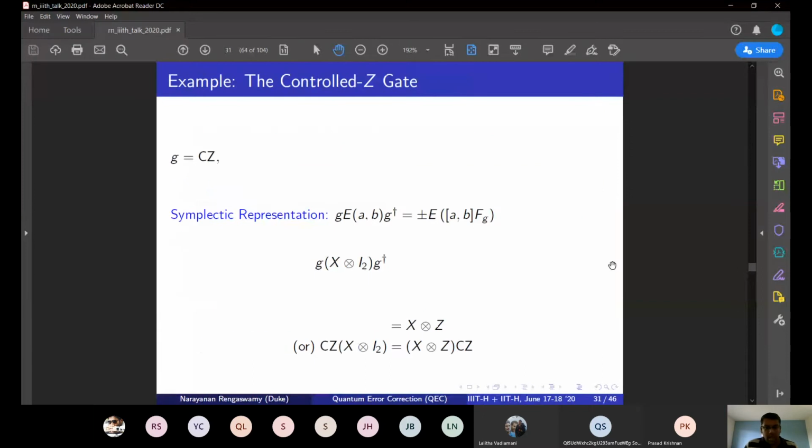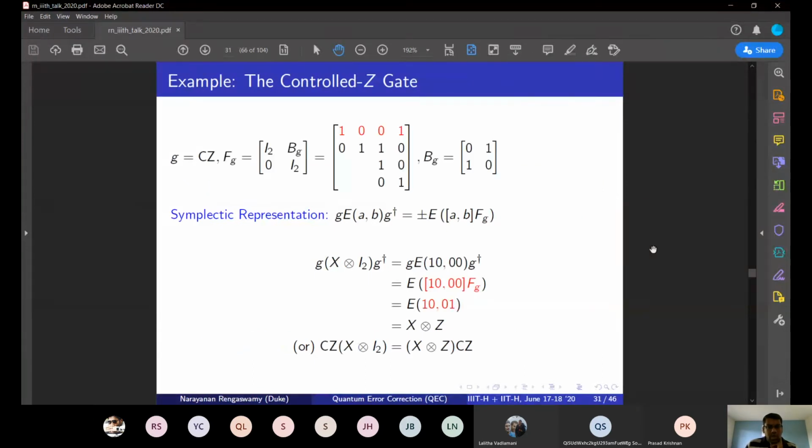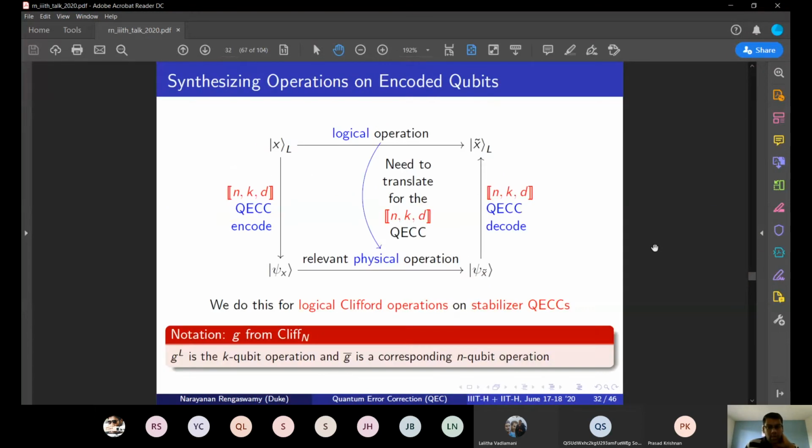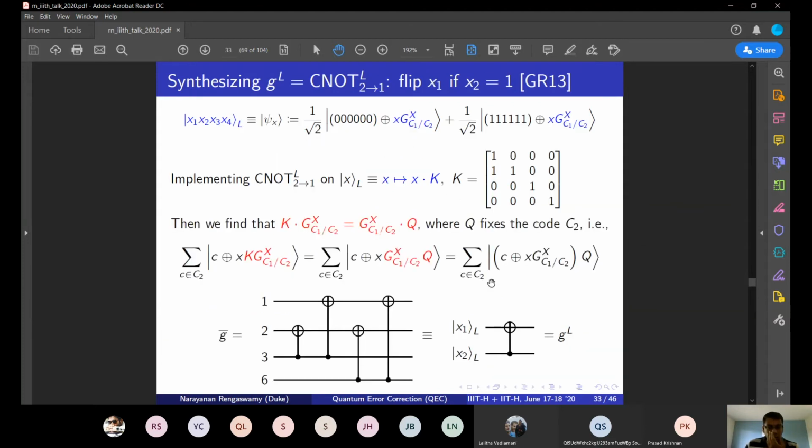Okay. Again, I'm going to skip this slide because I'm not going to concentrate too much on Cliffords. Once you define Cliffords, you can also define logical Cliffords, meaning you have logical qubits. You want to do a Clifford operation here. You can ask the question of how do I realize it in the physical space? And so you can do this translation. Again, I took the 642 code as an example to show the action, but I'll leave this in the interest of time.